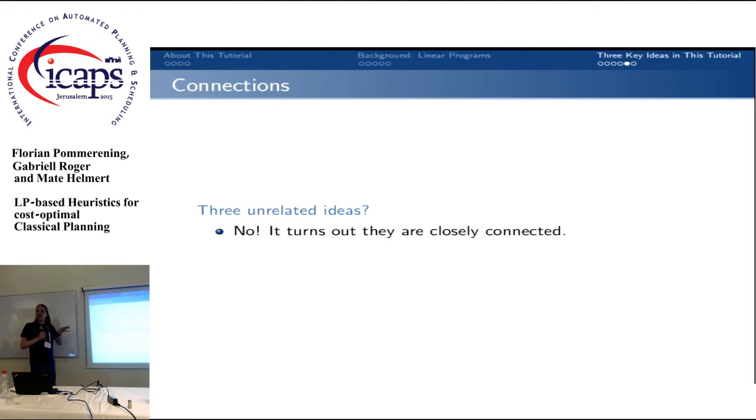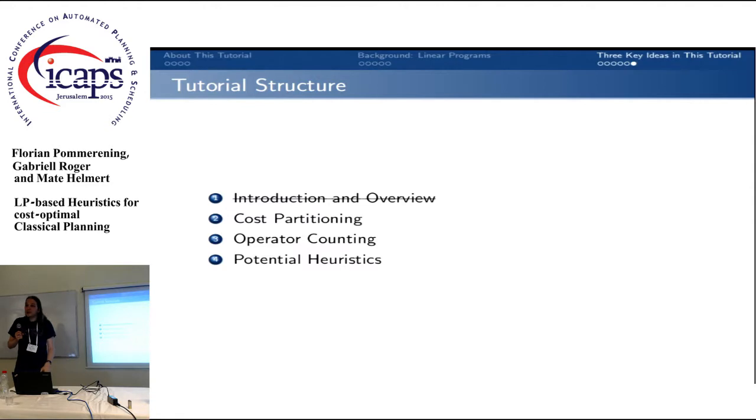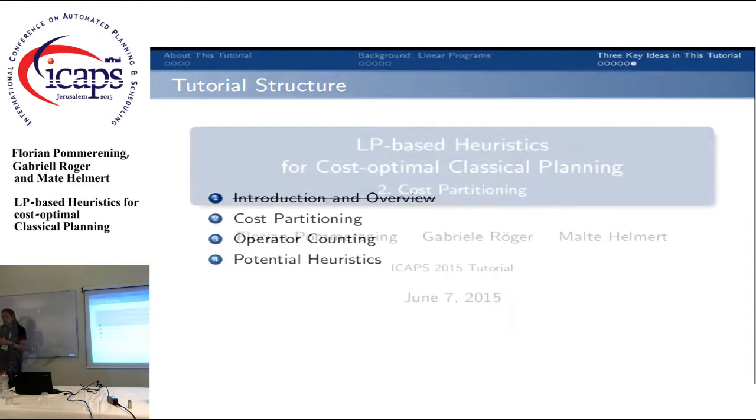Of course, hopefully, if this is a good presentation, these are not just three things that have nothing to do with each other. The punchline will be that everything seems to somehow be connected to everything else. And that's what we will hopefully convince you of in the following three parts, which deal with these three things in sequence. The first thing we'll talk about now is cost partitioning, and that part will be done by Gabi.